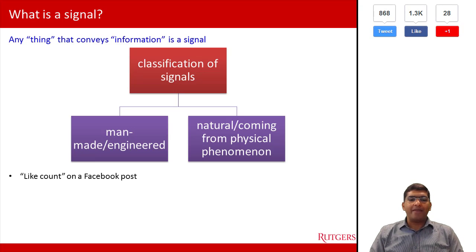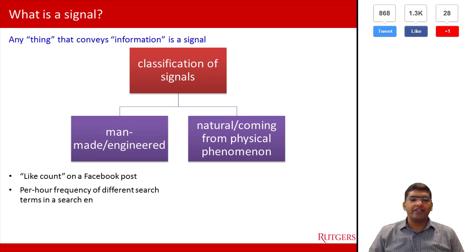So here is a man-made signal, which is the like count on a Facebook post. Now, why is this a signal? Because the Facebook management gets some information out of this knowledge. So this becomes a signal. Another man-made signal is the per hour frequency of different search terms in a search engine. For example, Google is looking at when do people search for pizza. That's conveying some information to them that they can use to display ads.